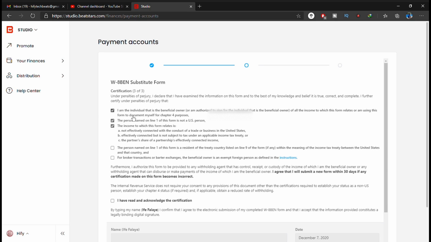That's the point of this section. So let me go and check mine here. I'm the individual that is the beneficial owner. Yes, I am. The person named on line 1 of this form is not a US person. Yes. The income to which this form relates is not effectively connected. Yes. So they will have you fill everything and then you submit it, and that will be it.